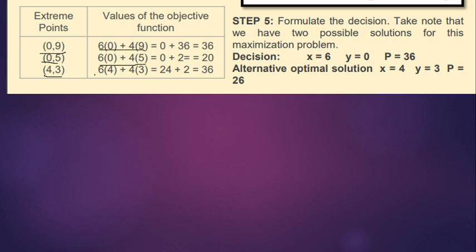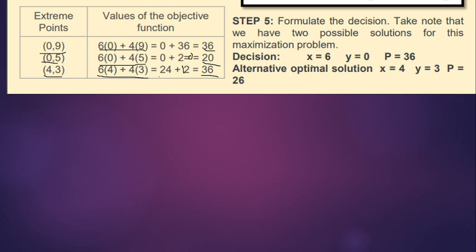And the values of the objective function: 6 times 0 plus 4 times 9 equals 36. 6 times 0 plus 4 times 5 equals 20. 6 times 4 plus 4 times 3 equals 36. So that means 36, 20, and 36.